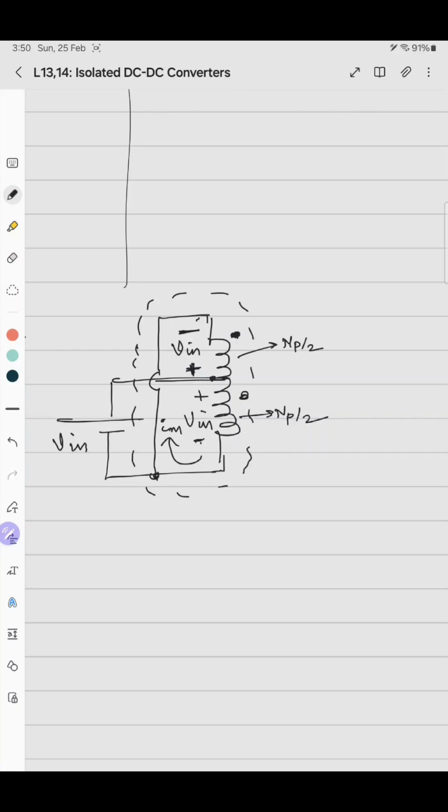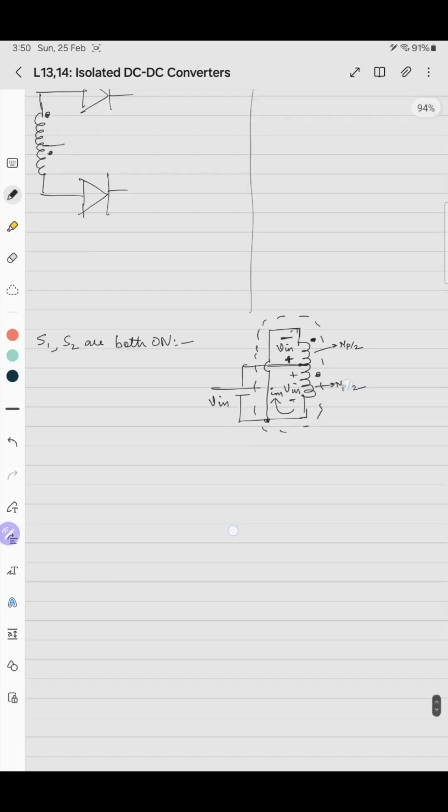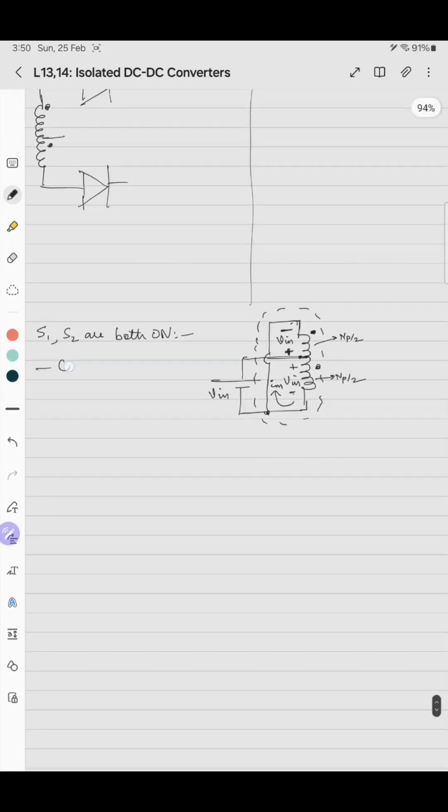Also, you are short circuiting the complete primary winding, which means that IM will be falling to 0. The core is not demagnetized. And in the below part you are applying Vin. So you are pumping energy into the inductor and again removing the energy from the inductor simultaneously. So this is not allowed. So this condition is invalid.